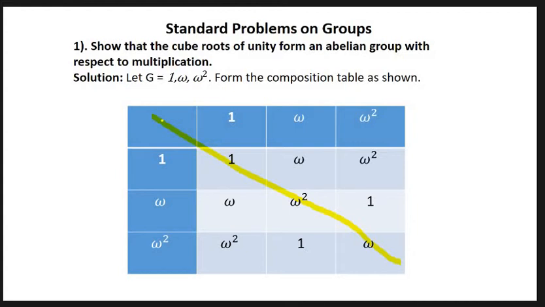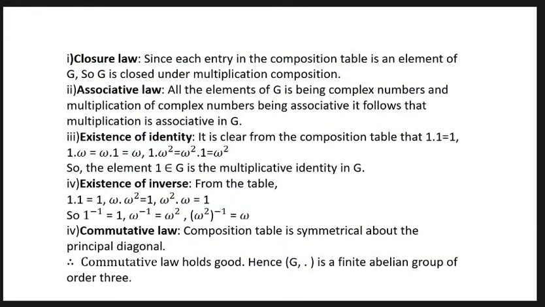Hence, the given group is an abelian group. So, the commutative law holds good. Hence, (G, ·) is a finite abelian group. See, in order to show that (G, ·) is an abelian group, we have to prove the closure law, associative law, existence of identity, existence of inverse, and commutative law. If all these 5 laws hold good, then the given set is a finite abelian group. And its order is 3 because the set G contains 3 elements.